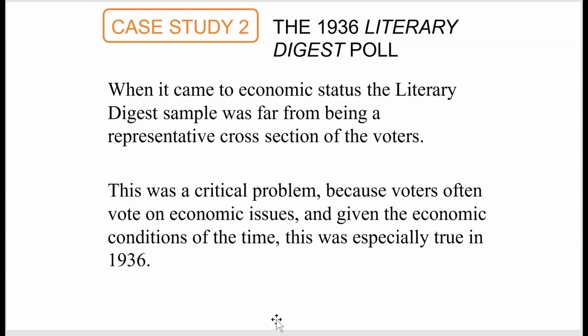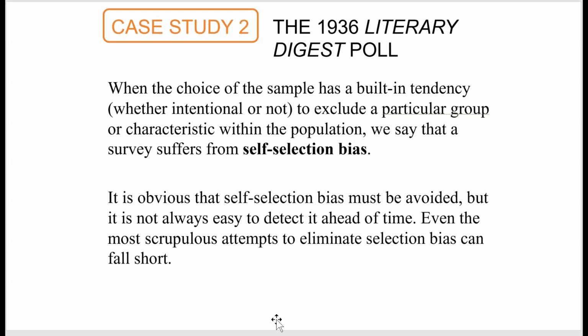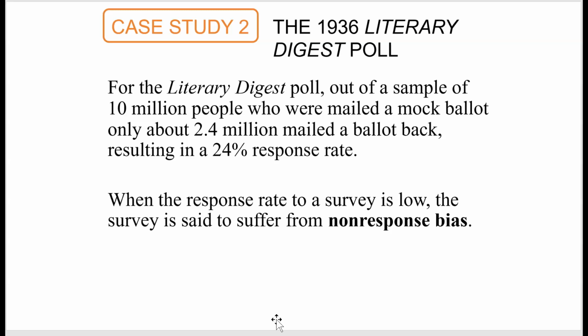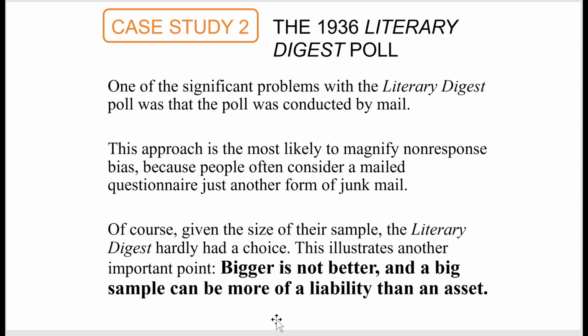When it came to economic status, it just wasn't true of the full population. The other problem was self-selection bias. They mailed it out and only the people who wanted to respond did. And that's not an accurate way to gather a survey. The response rate and the non-response rate matter. Just because they had a huge sample size doesn't necessarily mean you're going to get a response that is indicative of the population.